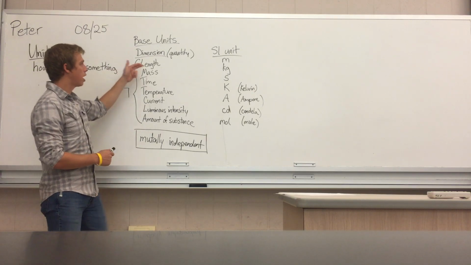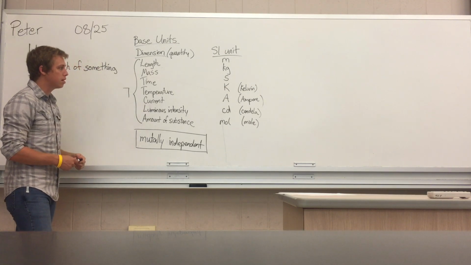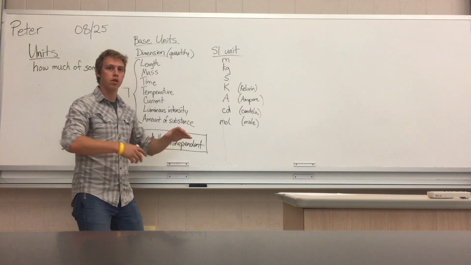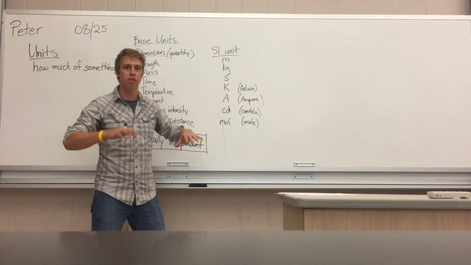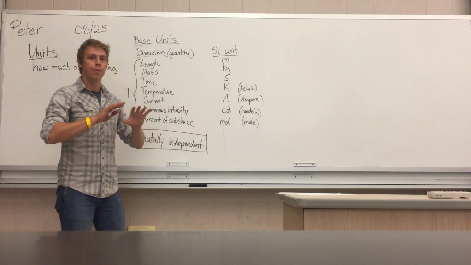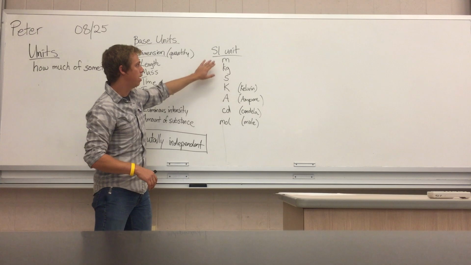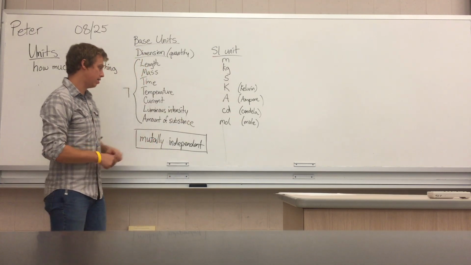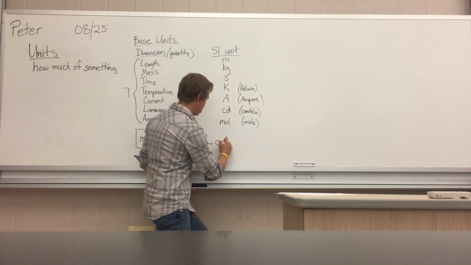So let's say you were trying to figure out what is a meter, okay? What do we mean by a meter? You can't say, oh, a meter is 50 kilograms divided by 25 seconds raised to the power of 17 Kelvin. There's no combination of any of these other units that can give you a meter. You just have to define a meter. So these are mutually independent.